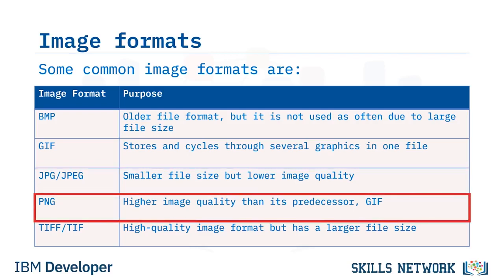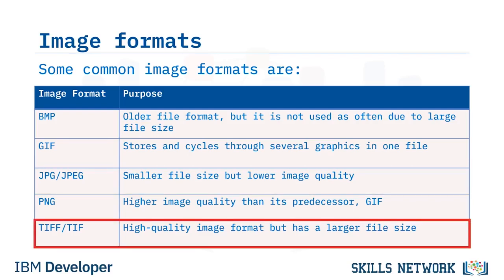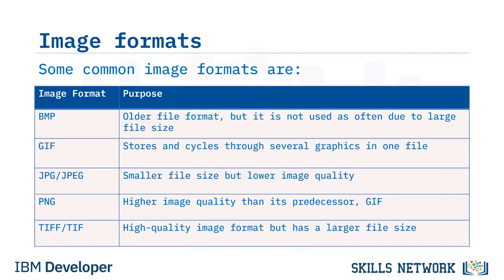PNG has higher image quality than its predecessor, GIF. And TIFF or TIF saves images in a high-quality format, but the images do have a larger file size. While these are not all of the image formats, these are the most common.